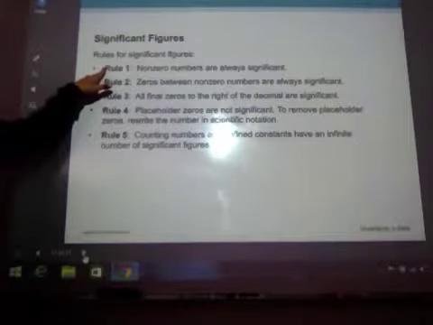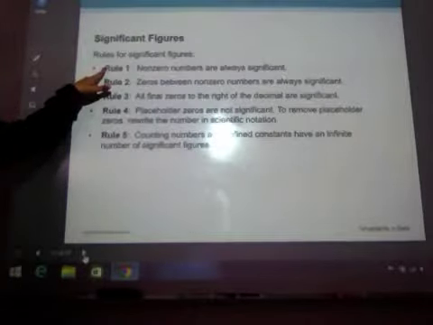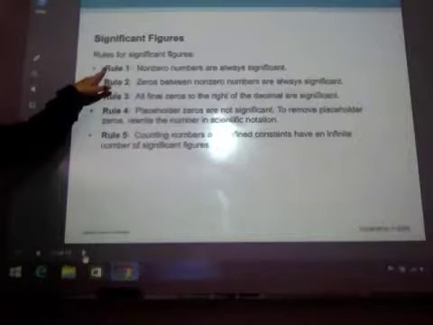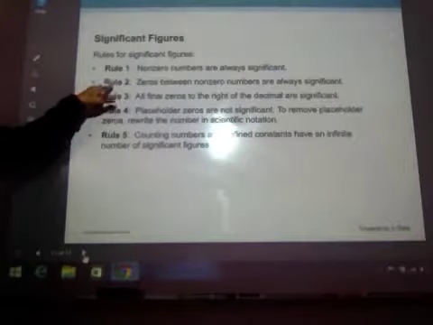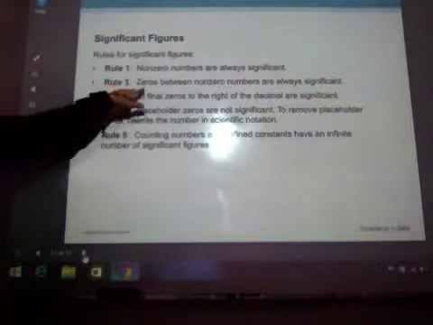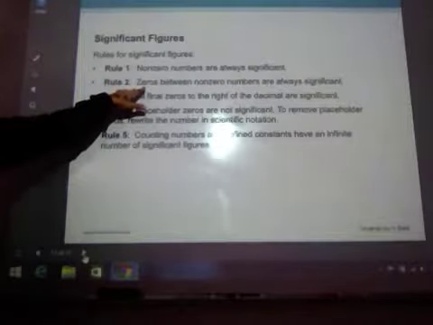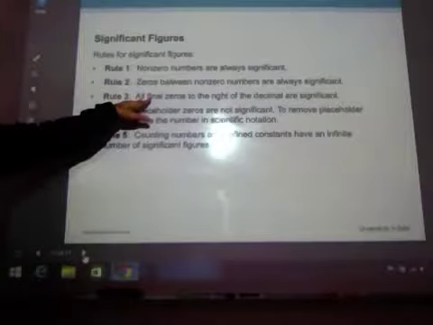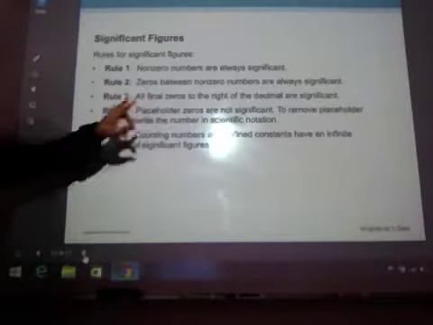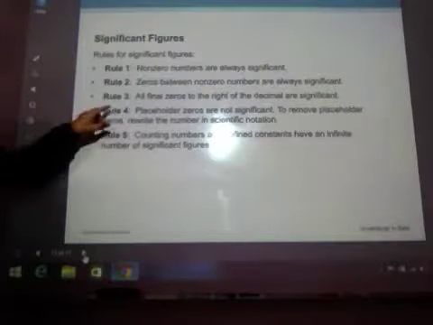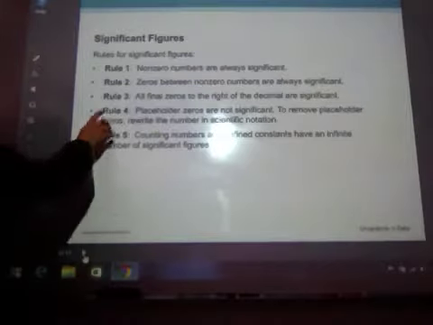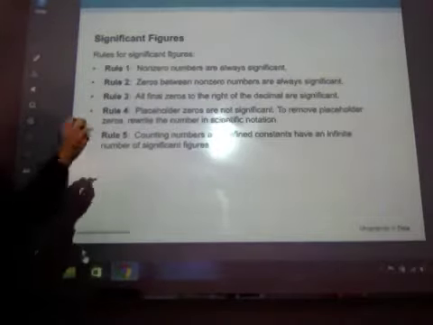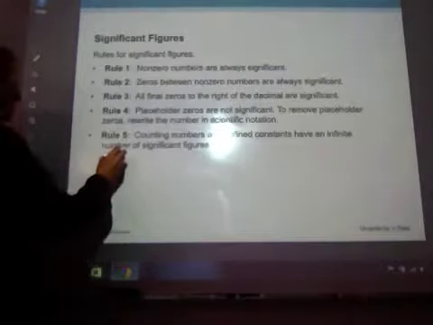The other rules basically come down to this. Anything that's not a 0 will always be significant. So 1 through 9 are always significant. Sandwiched zeros, or zeros in between numbers, are always significant. Any zeros to the right of the decimal that are not placeholders are significant. And placeholders are not significant. So basically there's 2 things you're going to look for.